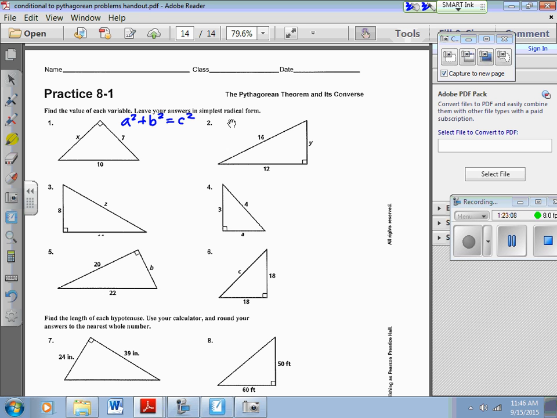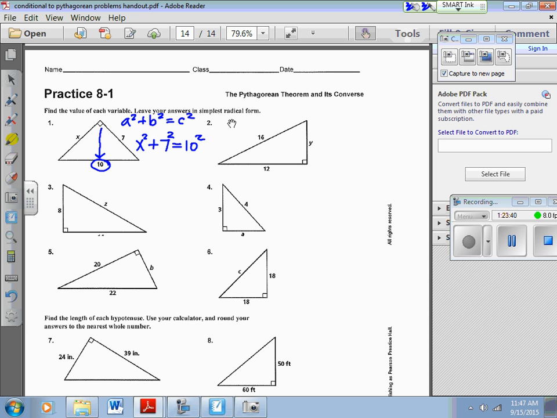Figure out the 90-degree angle. Draw a line from that angle to the side opposite to it. That is your C value. The other 2, it doesn't matter where you plug them in for A or B. That means you have to plug in 10 for C. X and 7 can go either way, A or B. I'm just going to put x squared plus 7 squared equals 10 squared.